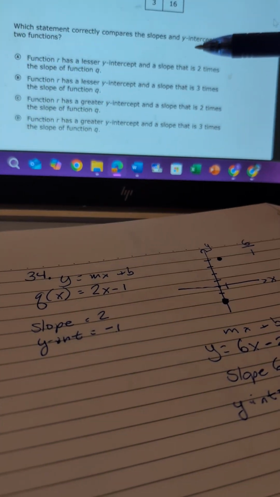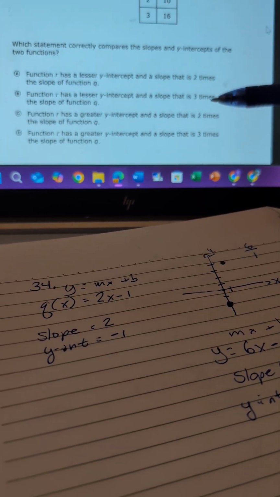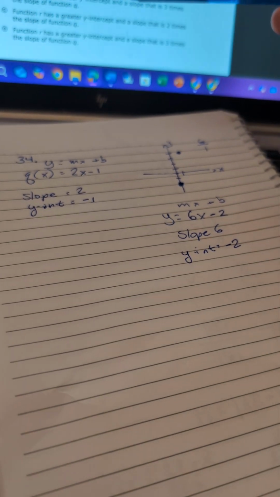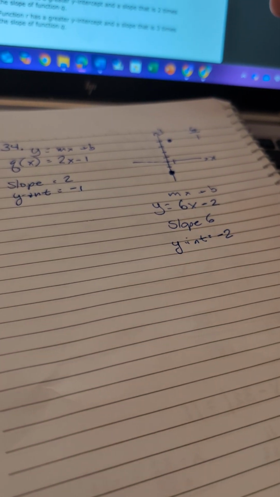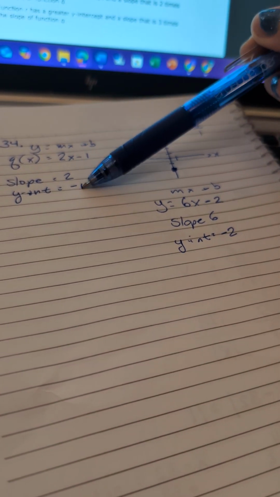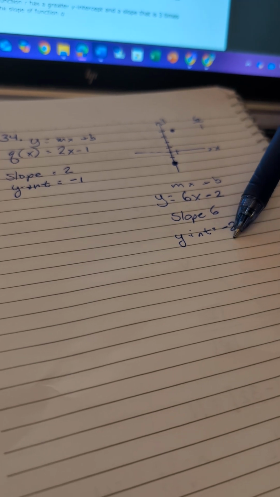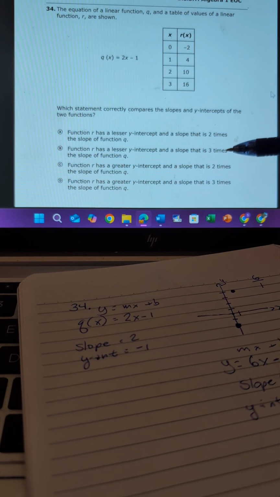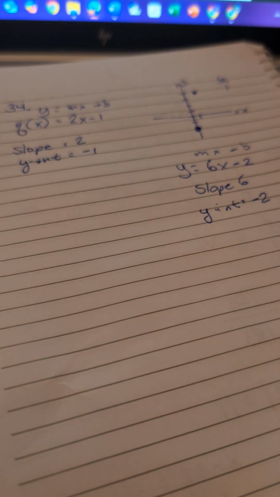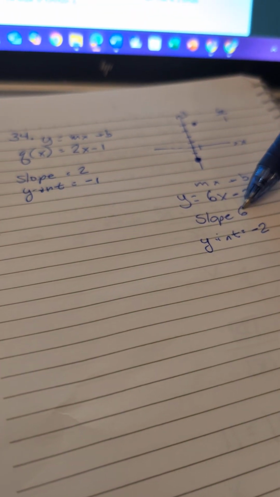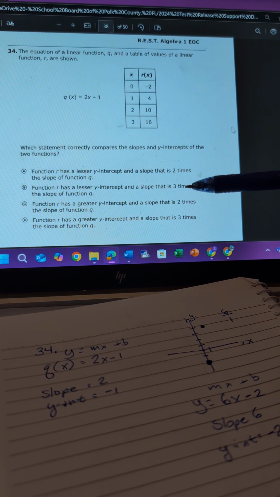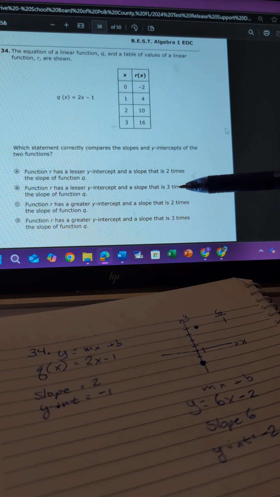So let's look at our answers. Function r has a lesser y-intercept. Is that true? That is true. Y-intercept -1, -2. And a slope that is 3 times the slope of q. That is true. 6 is 3 times 2. So it looks like B is going to be our answer.